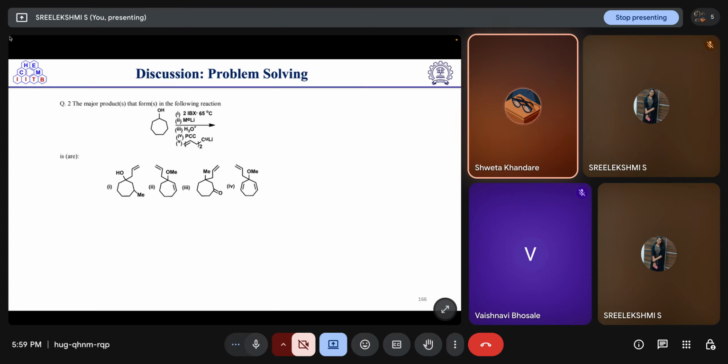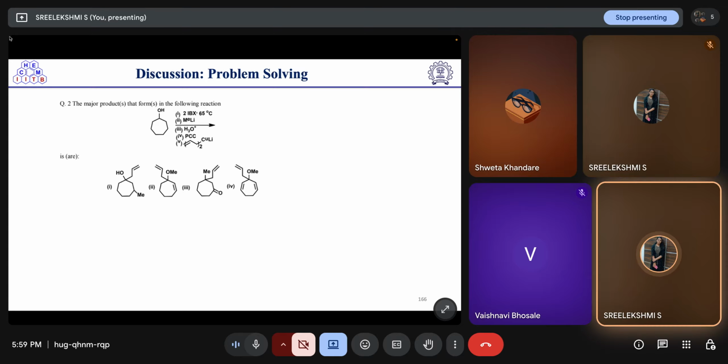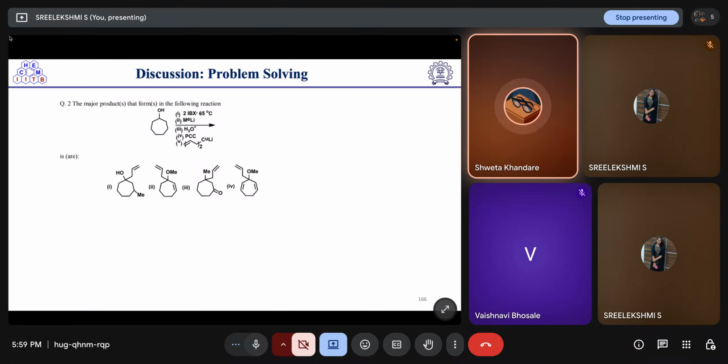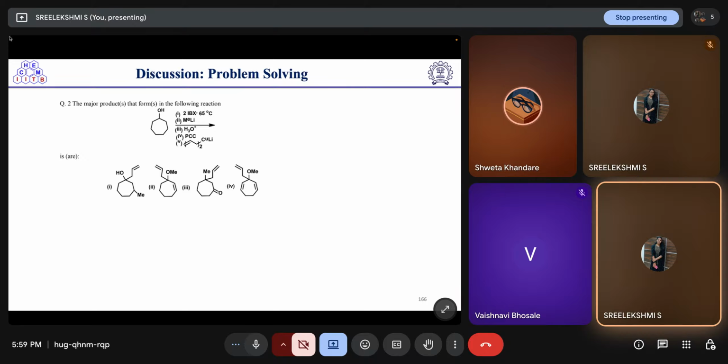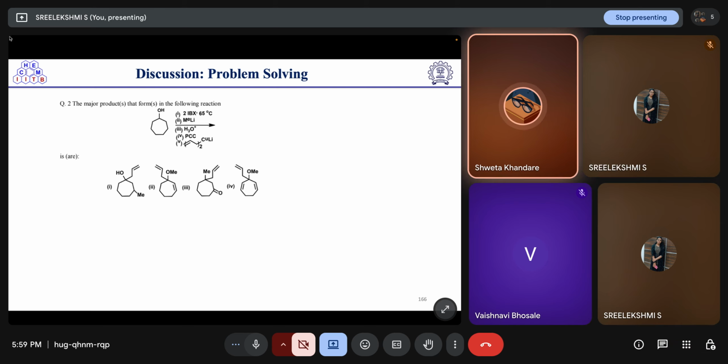Option number 3. Yeah, can you tell me what is happening in each of the steps? IBX forms cycloheptane. Cycloheptane. Like, what will IBX do here?